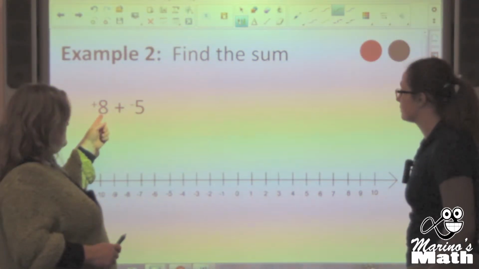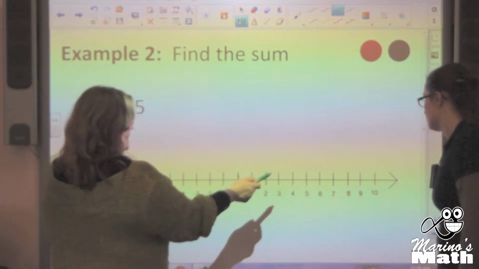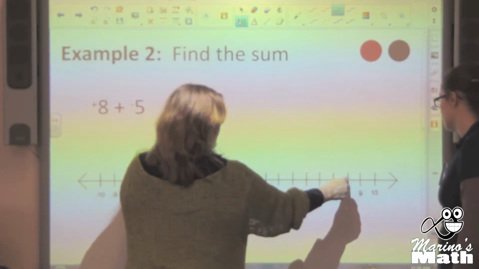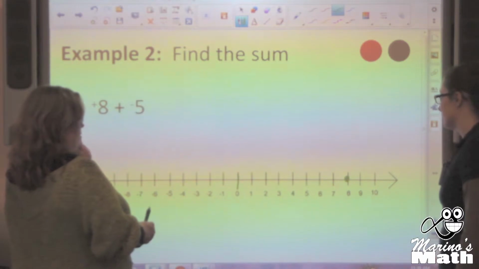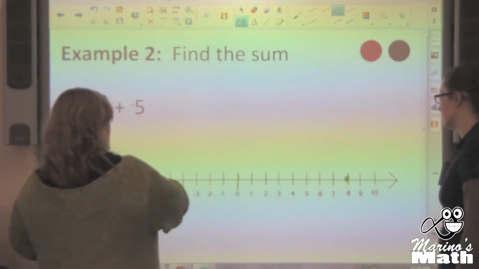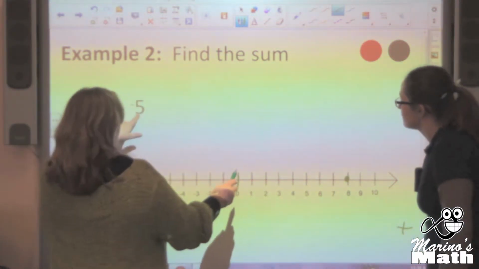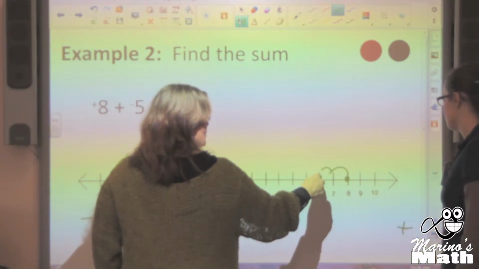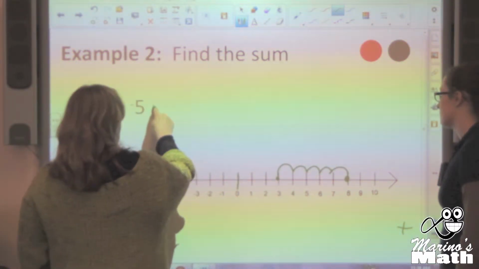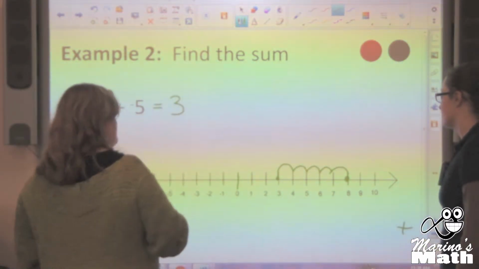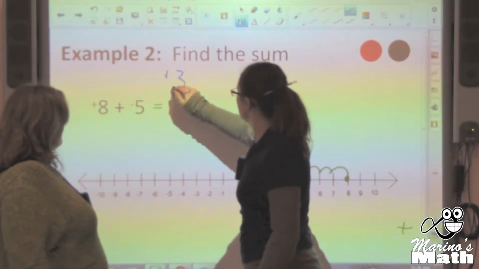I'm going to start by finding the +8 on the number line. Here's 0. So we know the negatives are this way and the positives are this way. Here's +8, and we're going to add -5 to it. When you add a negative number, you go in the negative direction, right? So we're going to go 5 in the negative direction: 1, 2, 3, 4, 5, and end up at +3.